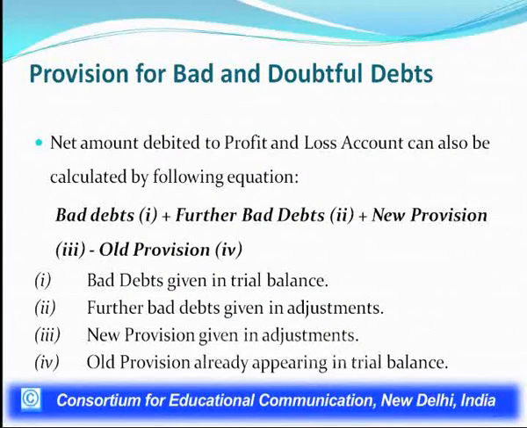So what we have noticed is that if we are making the direct adjustments, how much amount should be charged to profit and loss account? This can be calculated on the basis of this equation. Just see on the screen: bad debts plus further bad debts plus new provision minus old provision. Bad debts means the bad debts given in trial balance, further bad debts given in adjustments, new provision which is to be made given in adjustments, and old provision which has already been made and appearing in the trial balance.